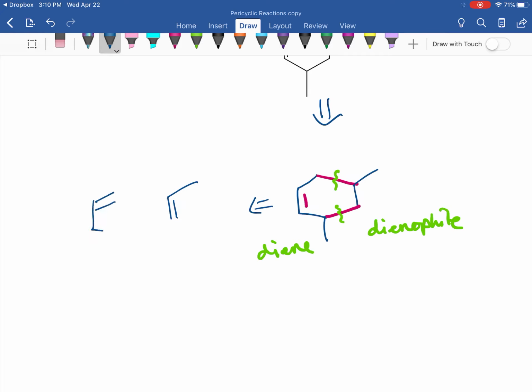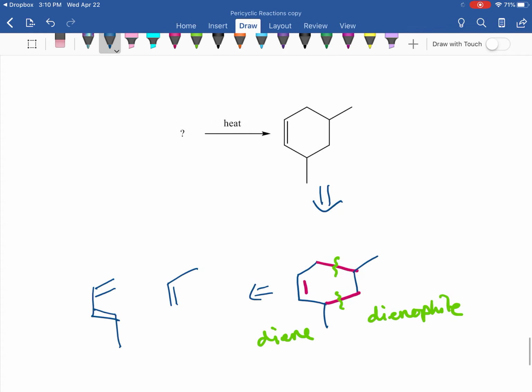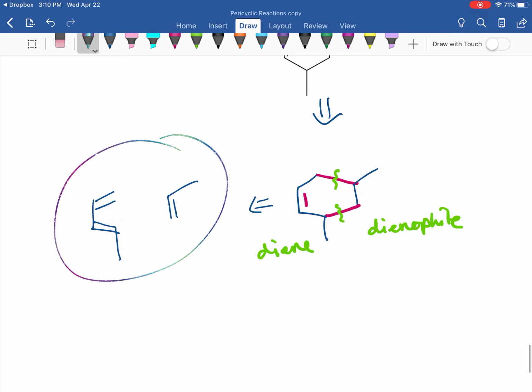And now we go backwards. So let's do the easy one first. Let's do the dienophile. That is that. Okay, and then let's do the diene. That is that. So these are actually awesome in synthesis questions.